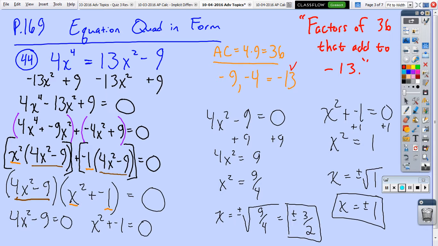So don't let the fact that they're fractional or higher power bother you. It's quadratic in form because this guy is half the power of this guy, and this guy is just a constant. So you can treat it just like you solve a quadratic.